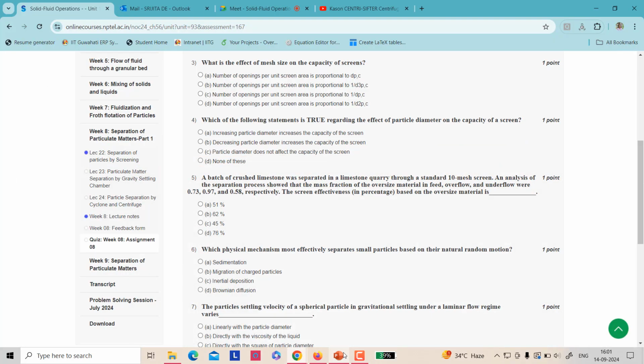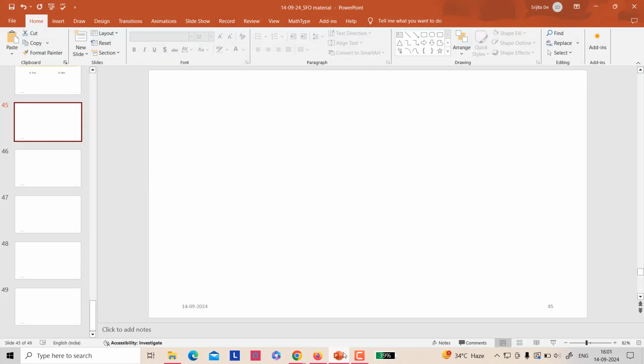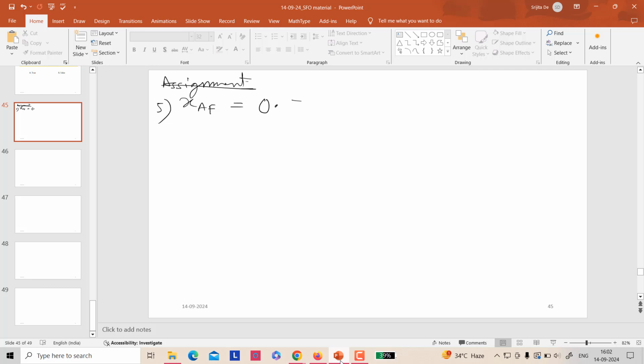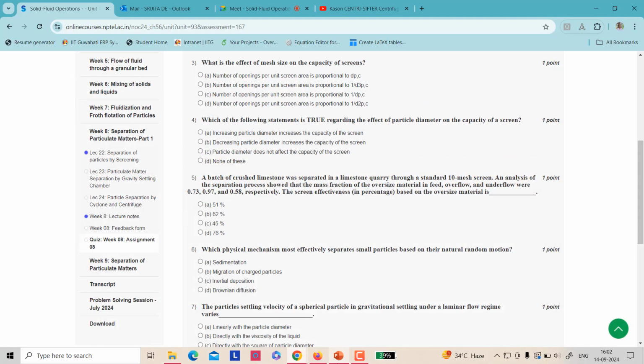So first, the oversized material is our desired product. Oversized material in feed is 0.73. That is our XAF, 0.73. Then XAD is 0.97 and XAB is 0.58. It has asked for the effectiveness based on the oversized material.